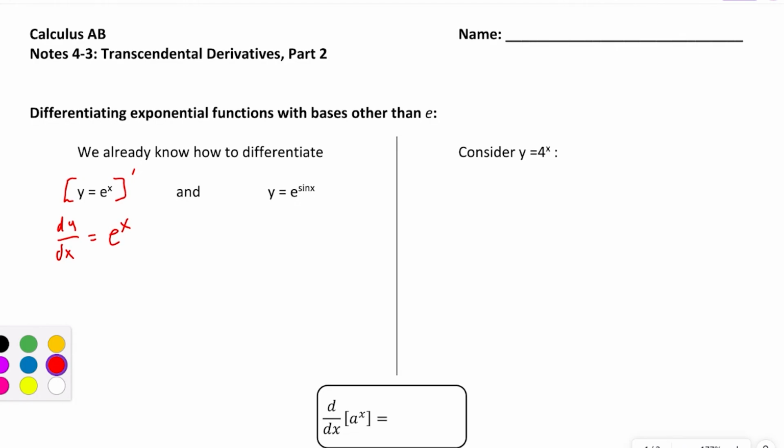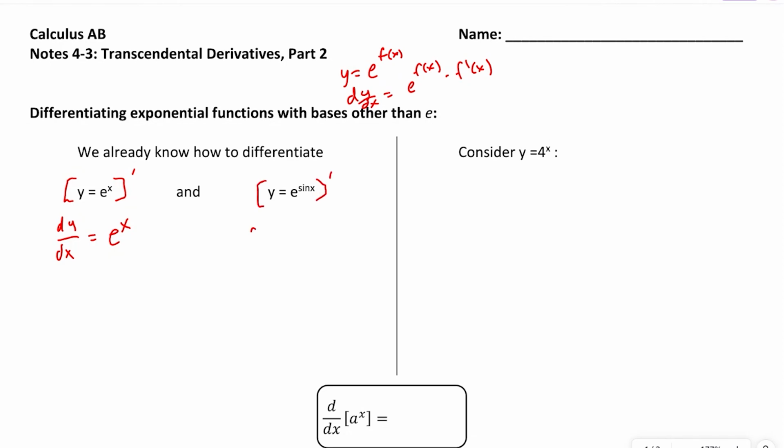It's kind of like saying y equals e to some function, which we'll just call f, would be e to the f of x times f prime. So that's using the chain rule. So here, if that f of x is sine x, when we differentiate that, we're going to get dy dx equals e to the sine x times the derivative of sine x, which is cosine x. So these are two derivatives that we already know how to deal with.